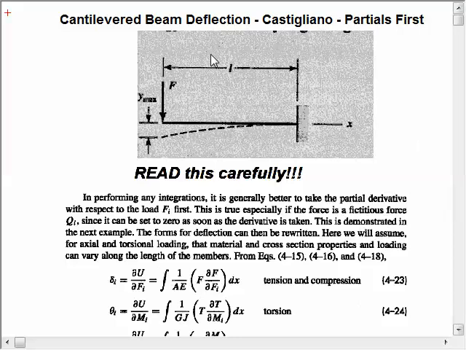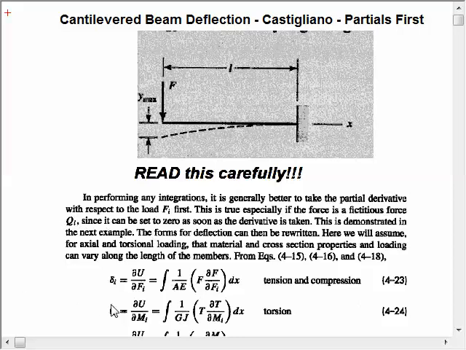And so this is copied out of my notes. And so it says, read this carefully, so I will. It says, in performing any integration, it's generally better to take the partial derivatives with respect to the load F sub i first, meaning before doing the integration. This is true especially if the force is a fictitious force Q, since it can be set to zero as soon as the derivative is taken. We don't have to wait and do the integral first before we set Q equal to zero. So this is demonstrated in an example.